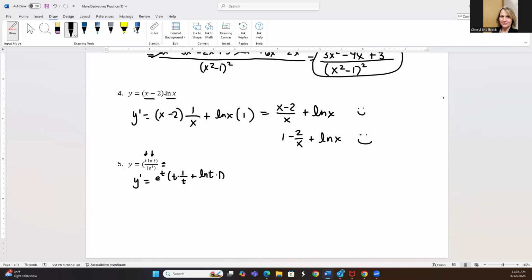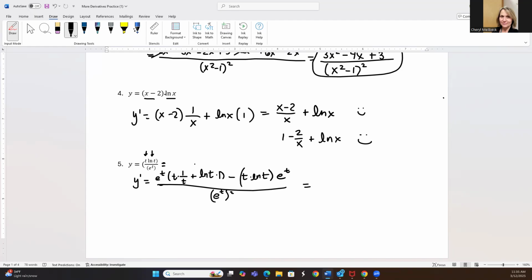Now, that is just the first part of my quotient rule. This is the bottom times the derivative of the top. Now we look at the top. This should be minus. Quotient rule says you subtract. Minus the top, which will be t natural log of t, times the derivative of the bottom, which is just going to be e to the t. All right, and down here, we'll have e to the t quantity squared.